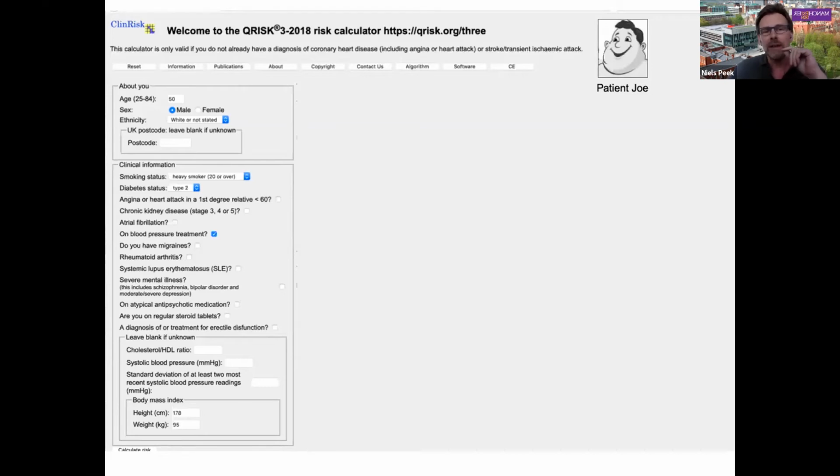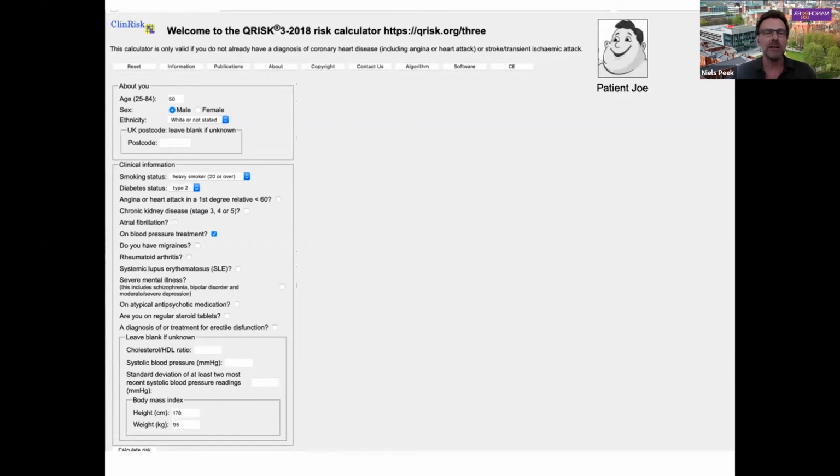So what I've done here is entered the details, the risk factors for patient Joe, which you see on the top right-hand side of the screen. Joe is 50, as you can see on the left-hand side. He's a male, he is white, and then I've provided a number of other types of information. His smoking status: he's a heavy smoker, so that means 20 cigarettes a day or more. He's got type 2 diabetes.